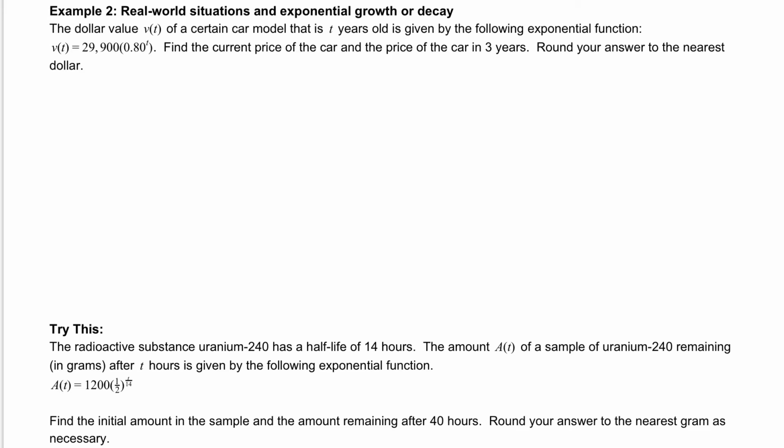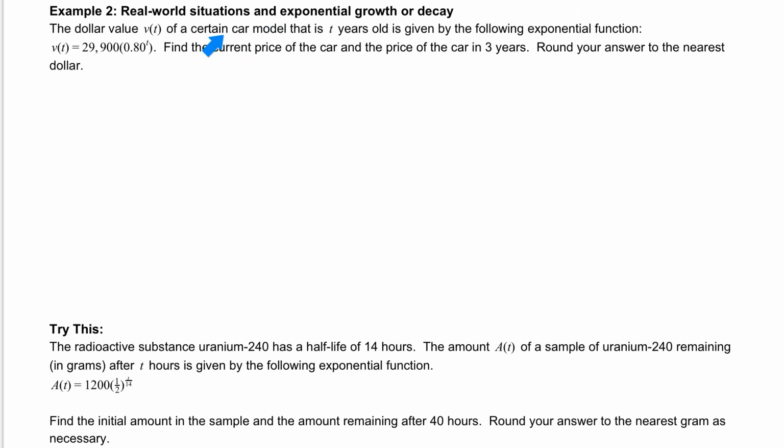Example 2 says, the dollar value V of t of a certain model car that is t years old is given by the following exponential function: V of t equals 29,900 times 0.8 to the t. Find the current price of the car and the price of the car in 3 years. Round your answer to the nearest dollar.